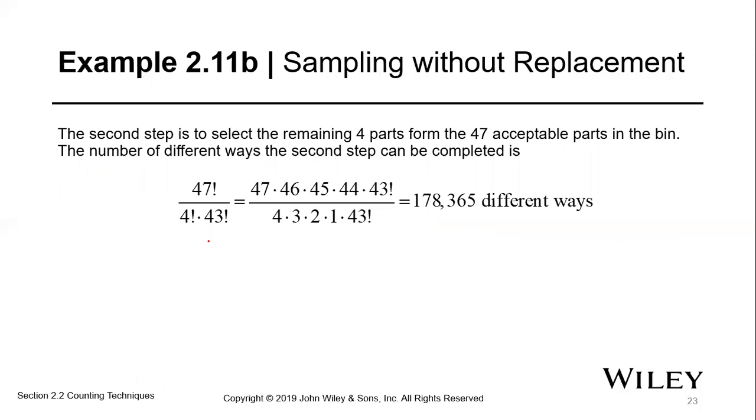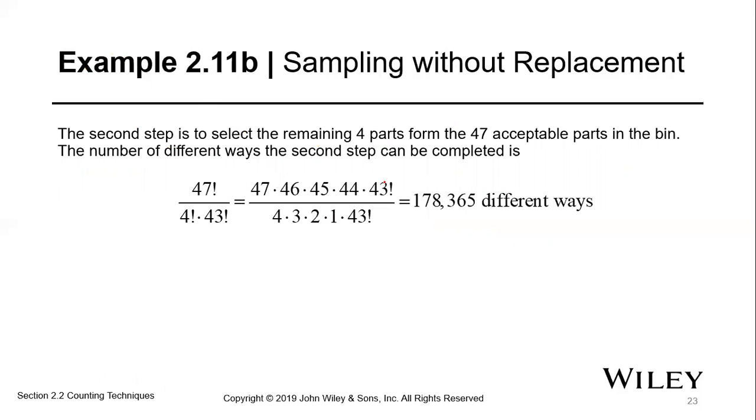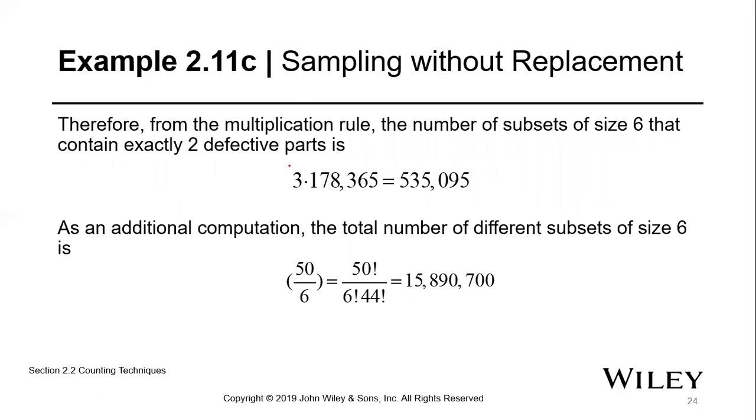So we have 2 parts that we pulled that were defective. Now we have 47 different parts left that are acceptable, because of 3 defective parts, we have 47 left that fall into the acceptable. So that goes up top. The number of different ways we could do it from here, since we've pulled 2, we have 4 left. So that gives us 47 choose 4. Writing it out, it goes like this: 47, 46, 45, 44 over 4 factorial. That cancels out. Multiply that all together, you get 178,365. From here, the multiplication rule, you take those 2 numbers, combine them, and you have 535,095.